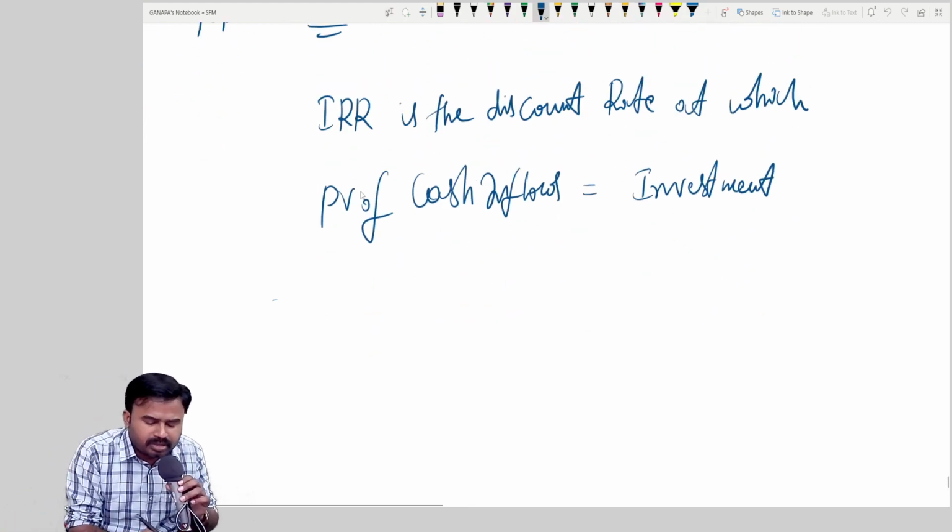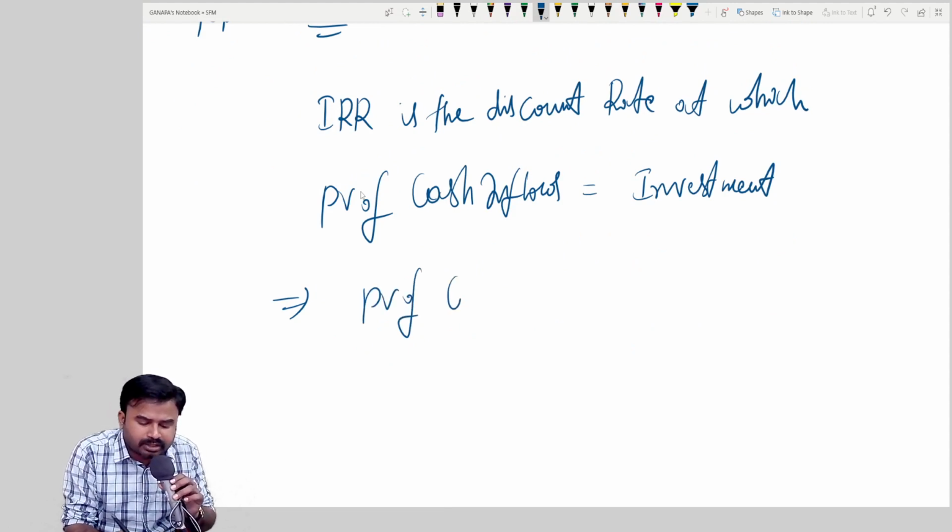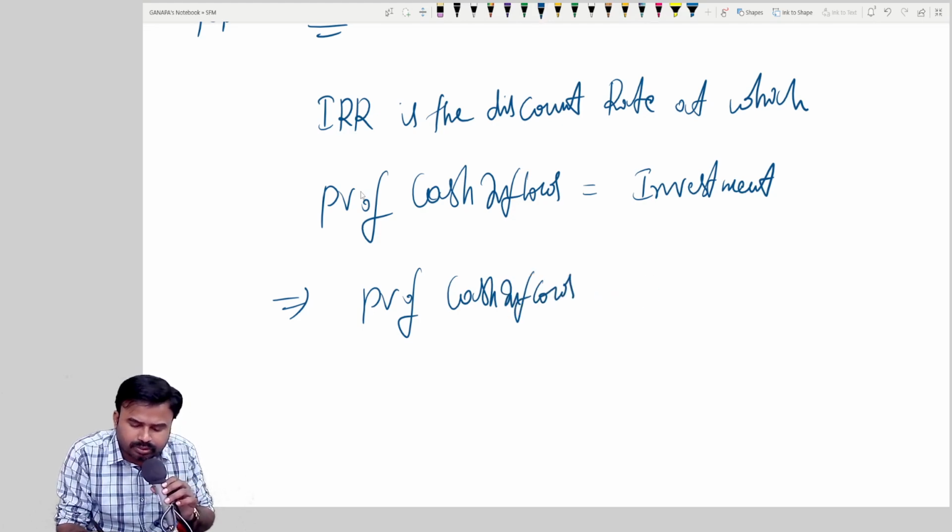Yes, now from this, IRR is the discount rate at which present value of cash inflows is equal to investment, then that means present value of cash inflows minus investment is equal to 0.